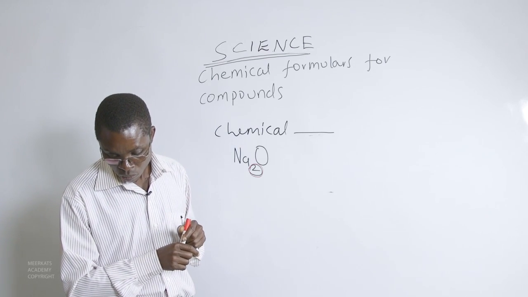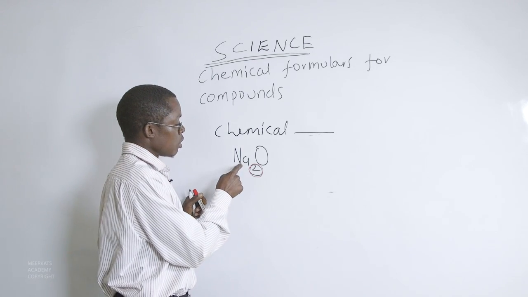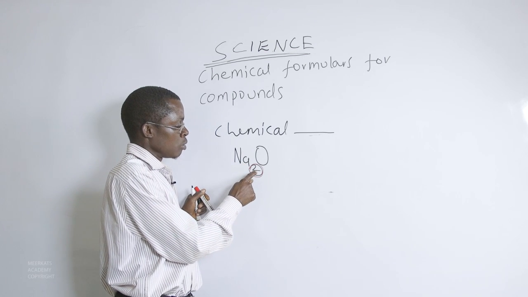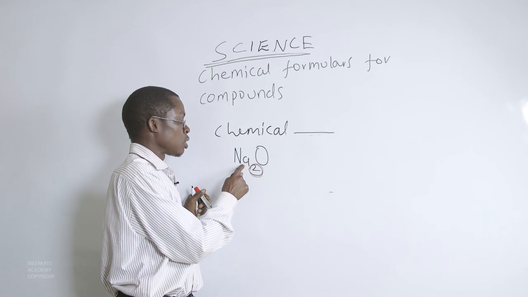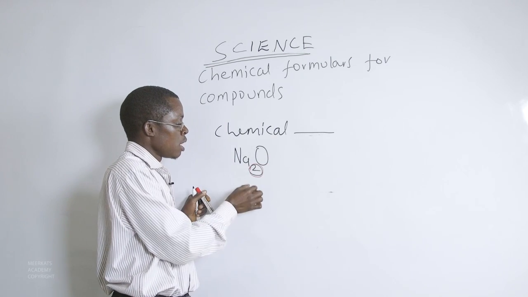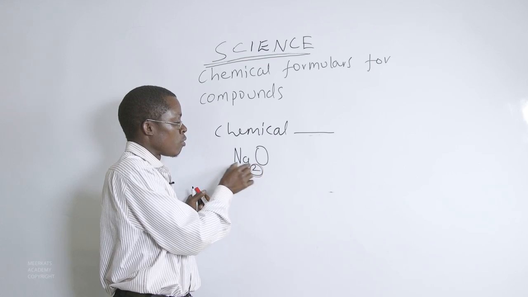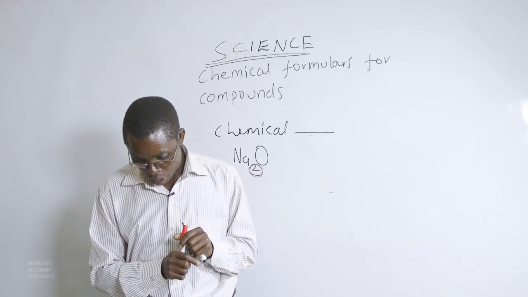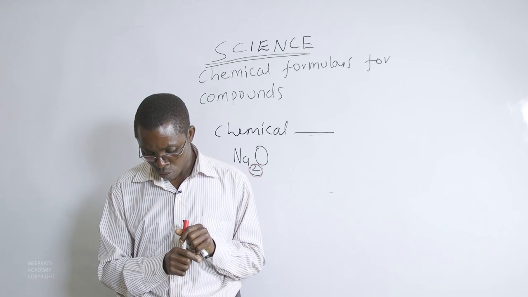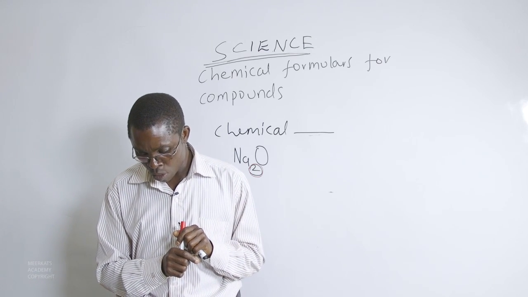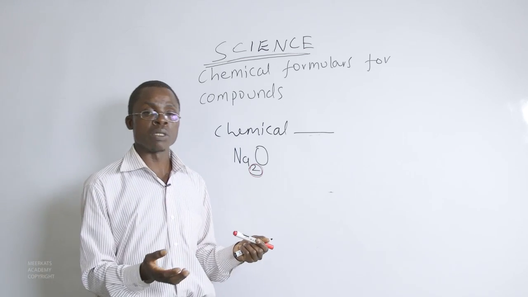How many atoms of each element? So the element here is now sodium. The atoms are 2, but of which element? Sodium. From the formula. So the formula is telling us how many atoms of which element are combined to form one molecule of the compound.